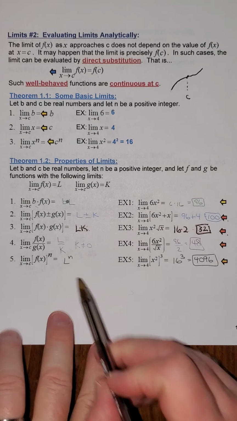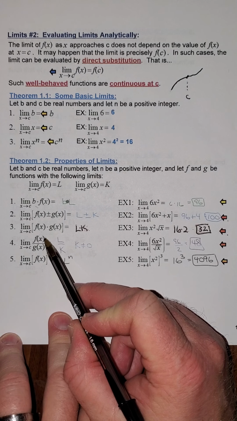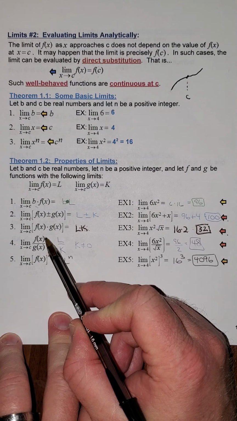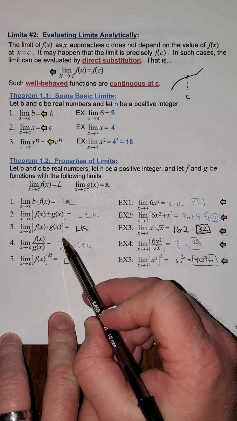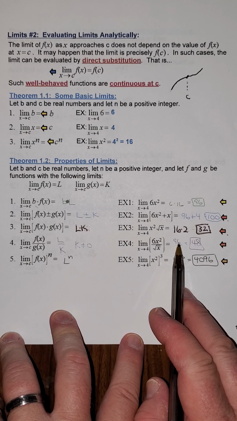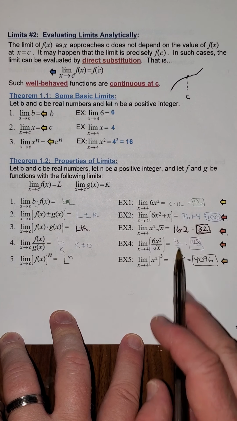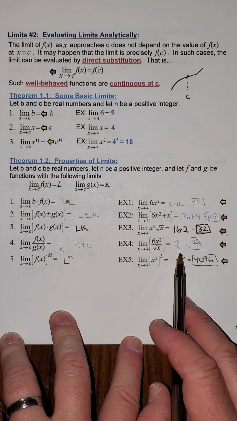It's the same for division so long as k does not approach 0. If f is divided by g, the limit would be L divided by k. So over here, 6x squared approached 96. We just saw radical x, take the square root of 4, that approaches 2. You can just divide those limits so long as that bottom doesn't approach 0.